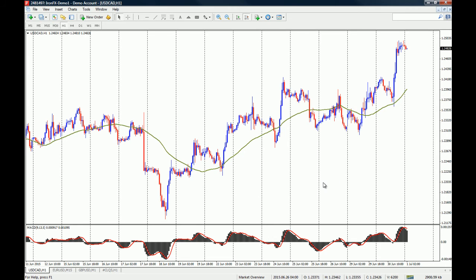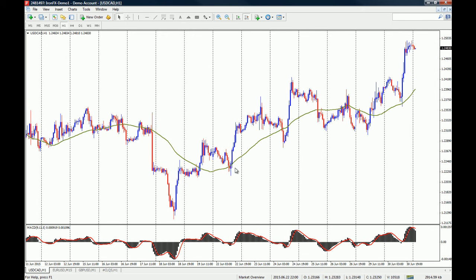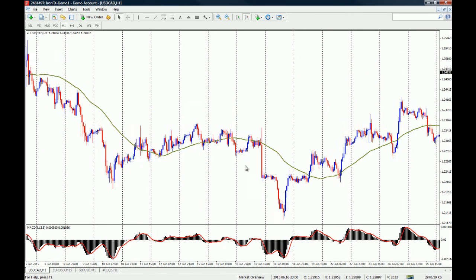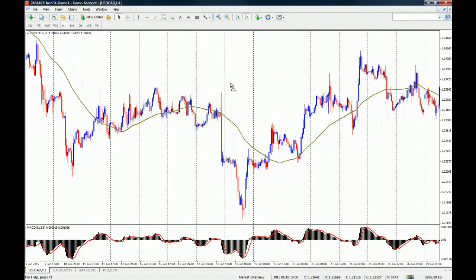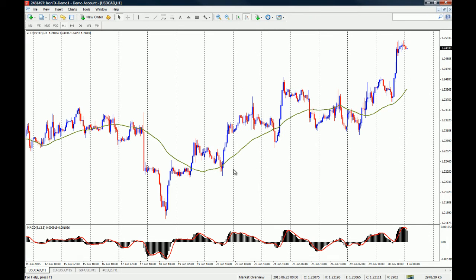Now, the first thing you need to know is that we are going to use the 50 period simple moving average as a trending indicator. If the 50 simple moving average is pointing up, it means that we are in a long uptrend, and if the 50 period simple moving average is pointing down, it means that we have been on a downtrend in the past sessions. Now, this is very important because we are going to be trend trading.